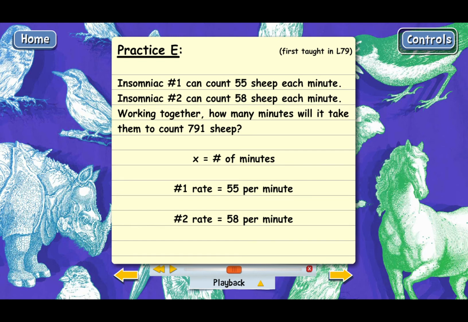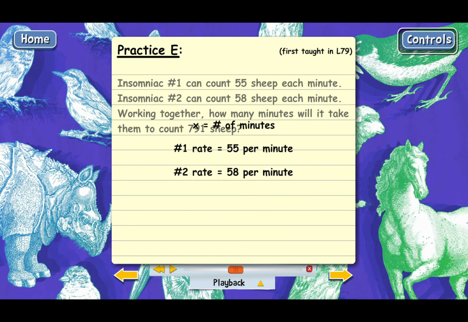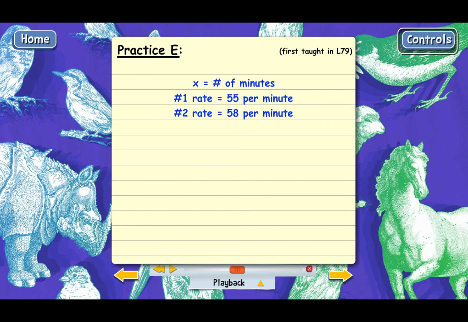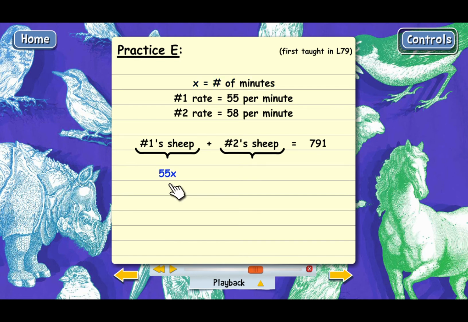And then now we need to set up the equation in words, and I'll go to another sheet and we'll do that. Here are the basic facts of the problem, and then here's what we want the equation to look like. The number of sheep that number 1 can count in X minutes, plus the number of sheep that number 2 can count in X minutes, and that total has to equal 791. And we need to write expressions for each of these, and all we have to do is take the rate of number 1, that's 55, and multiply it by the number of minutes that number 1's going to be counting sheep, and that's X. So we want 55X here.